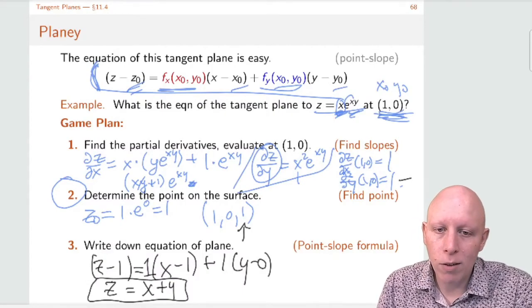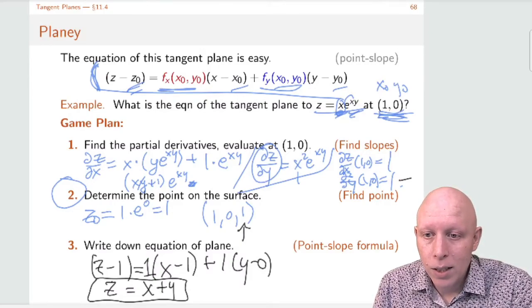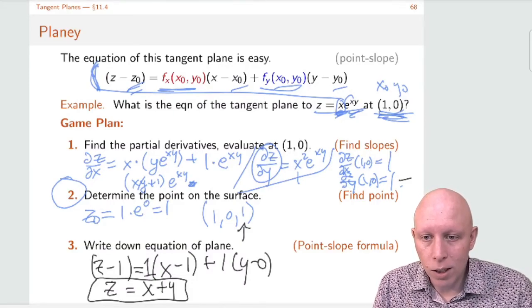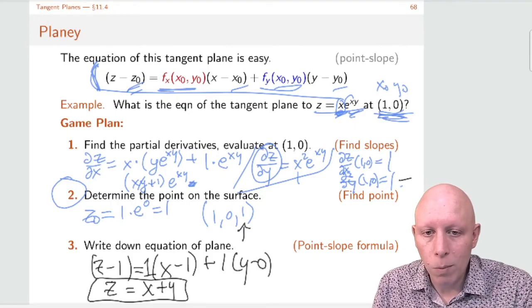Right, and recognize that this does look like the equation of a plane, where we specify z as a function of x and y, and every coefficient is some constant.